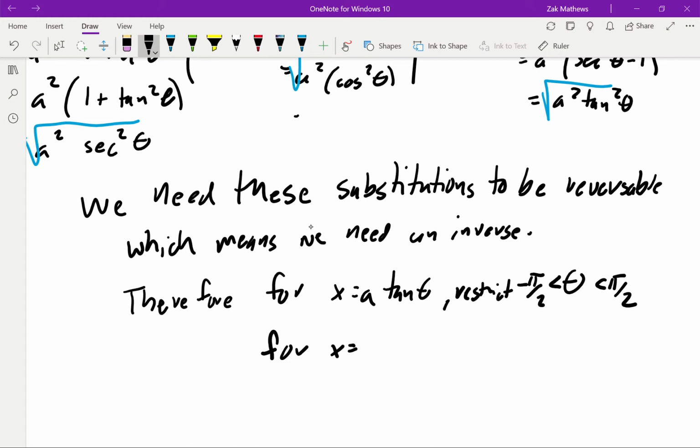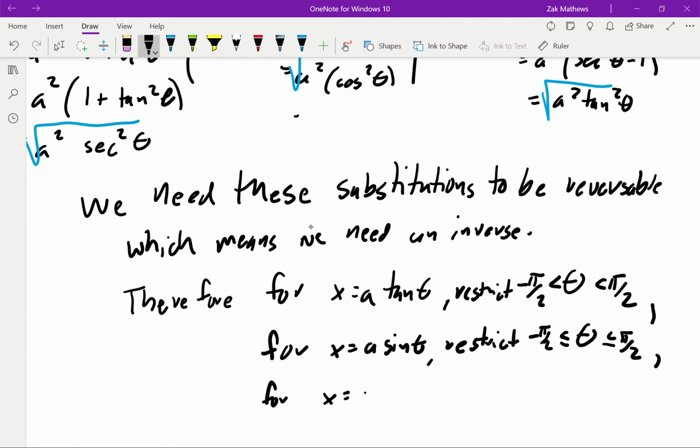For x is equal to a sine theta, we're going to restrict the theta to be between negative pi over 2 and pi over 2. This time, though, it can touch the pi over 2's. And then for x is equal to a secant theta, restrict the theta to be between 0 and pi with the additional restriction that theta is not equal to pi over 2. That is an undefined value, that is an asymptote.